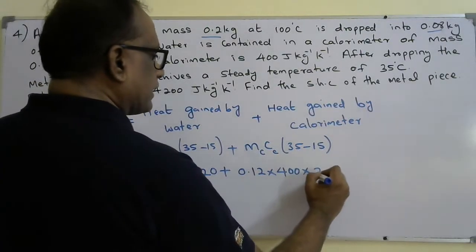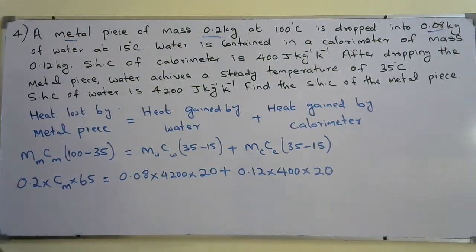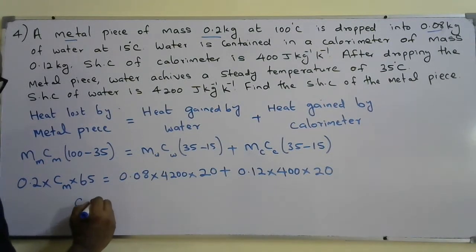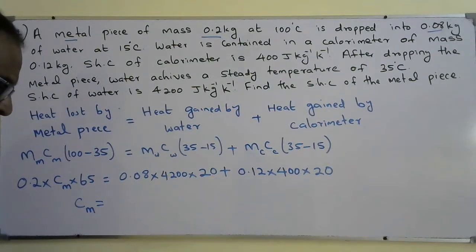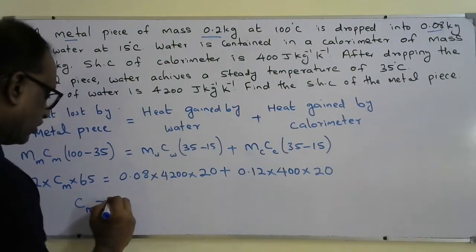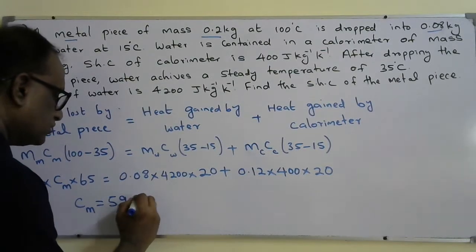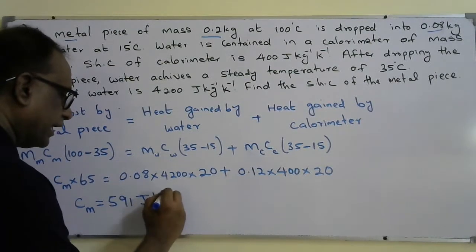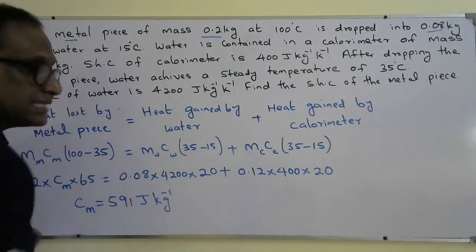into 20. So since we know everything except c m, solve it, find the c m. That's the specific capacity of the metal piece. So you will get 590.8 or 591 joule per kilogram per Kelvin or per Celsius.